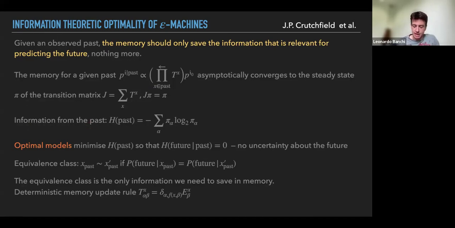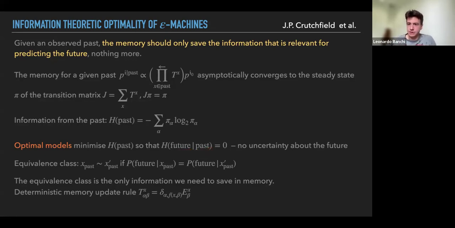And so the information from the past can be quantified by the Shannon information, because now pi is a classical probability distribution, and you can compute the Shannon information from that. So the optimal models in terms of the memory should minimize the memory, but in such a way that there is no uncertainty about the future. And this can be written in information theoretic language by asking that the conditional mutual information of the future given the past should be 0.